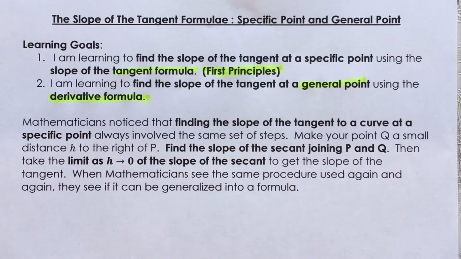So what happened with Newton's method was mathematicians noticed that finding the slope of the tangent to a curve at a specific point always involved the same set of steps. You made your point Q a small distance h to the right of P. You found the slope of the secant, so the line joining P and Q. Then you took the limit as h approached 0 of the slope of the secant, and that gave you the slope of the tangent. So when mathematicians see the same procedure used again and again, they see if they can generalize it to a formula.